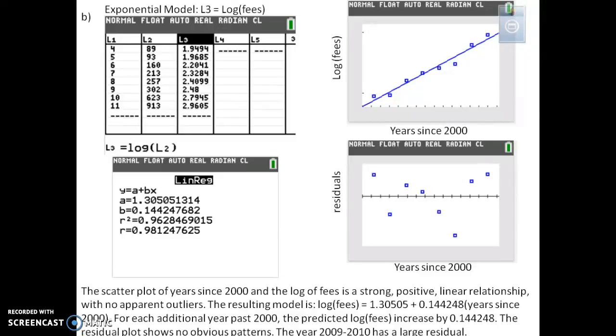And the residual plot shows no obvious patterns. However, I still do see this possible residual here. So you want to comment on that as well.